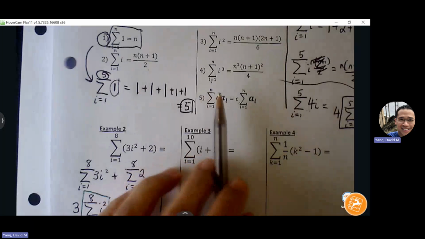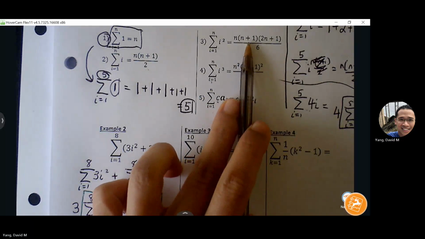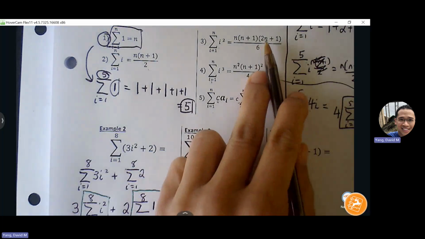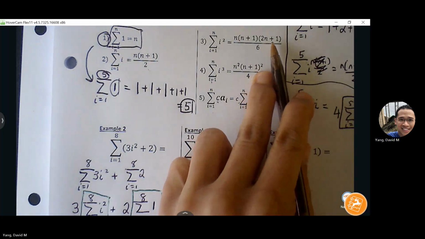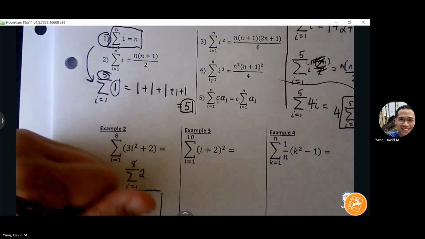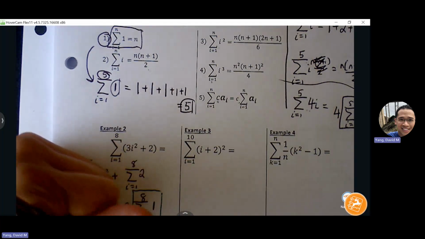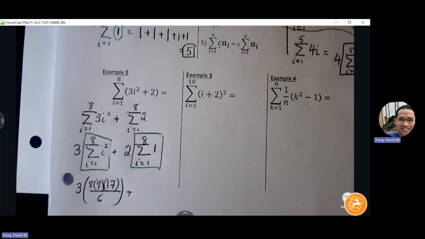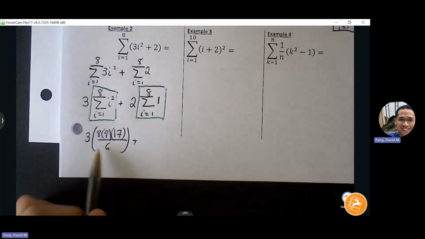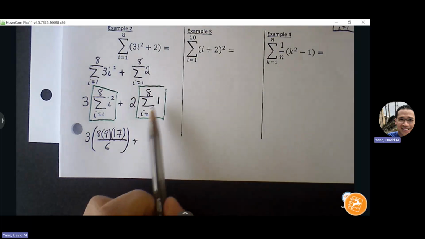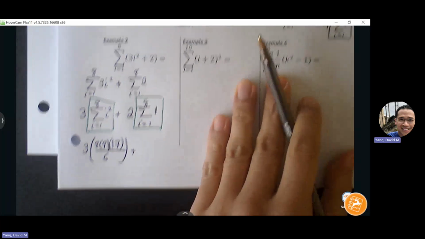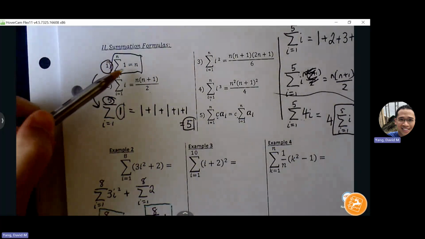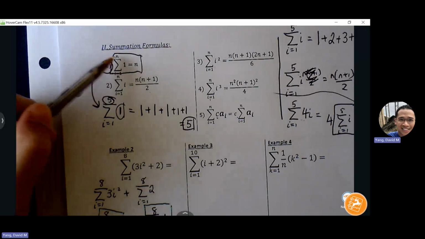Okay, so 8 times, what's 8 plus 1? 9. What's 8 times 2 plus 1? 17. Divided by 6. Okay, you can use your calculator, or you can just wait for me to do this for you. What rule can I use for summation 1? This one here, right? And summation 1 is just going to be equal to my upper bound.